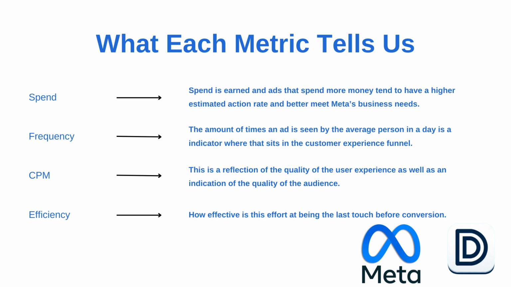An easy way to think about this is that a frequency of 1.1 means that 10% of people see an ad twice. However, a frequency of 1.5 means 50% of people see an ad twice. And a frequency of 2 means on average 100% of people see an ad twice.